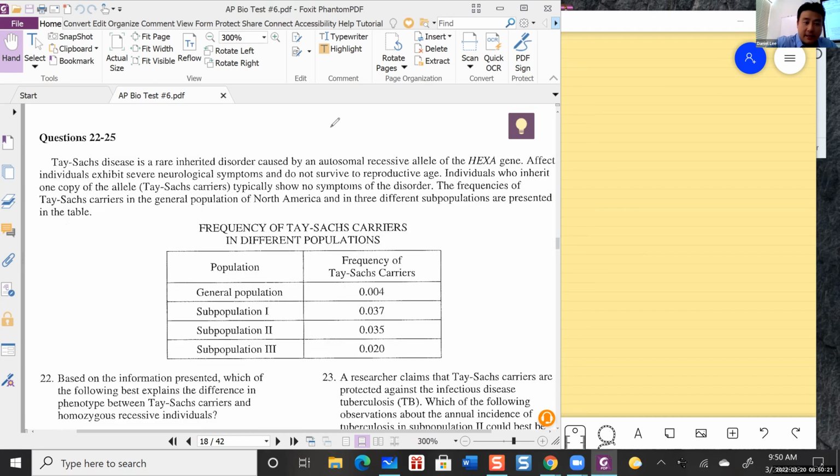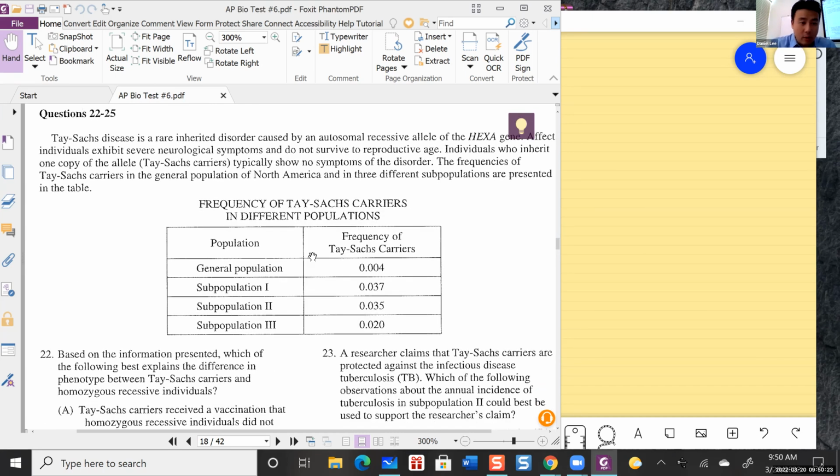Okay, another data set. Here you have 4 questions about Tay-Sachs disease. It is an autosomal recessive allele, so we already know this is not sex linked. The gene is located on autosomes. This is the HEXA gene, and affected individuals exhibit severe neurological symptoms and do not survive to reproduction. So they cannot pass it on to their offspring. They die, right, if they're diseased.